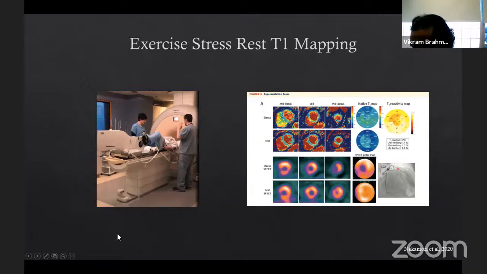So these are exciting techniques because now we're talking about really offering a comprehensive assessment of the heart, and we don't have to give contrast, and we can still get our functional assessment. So I think these are really interesting future directions.